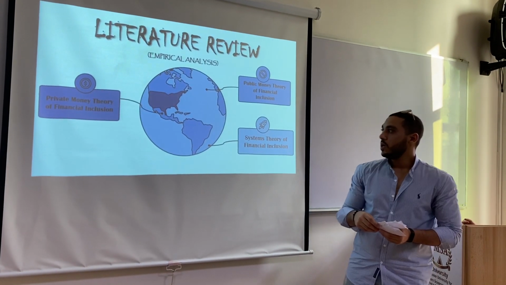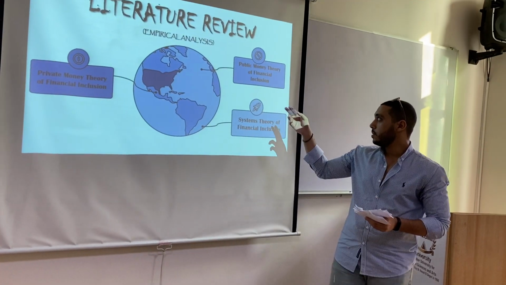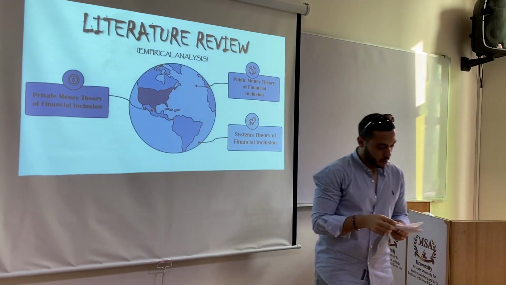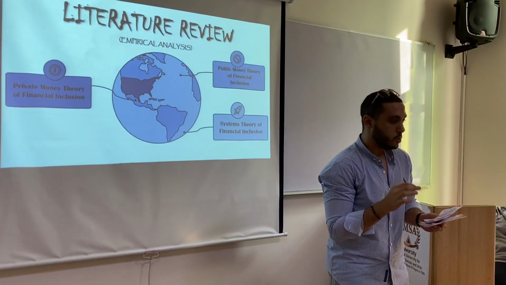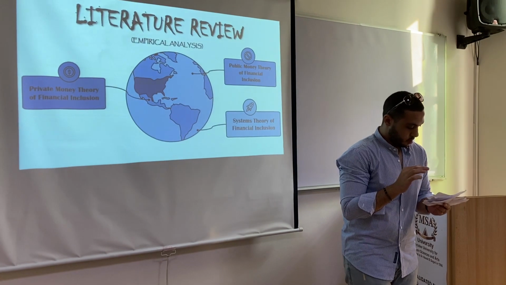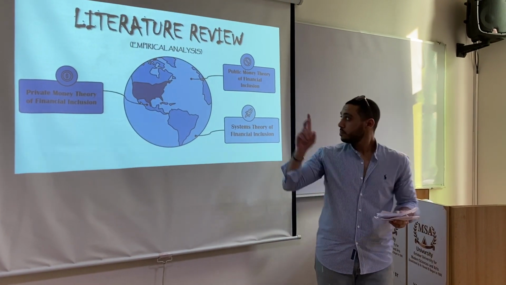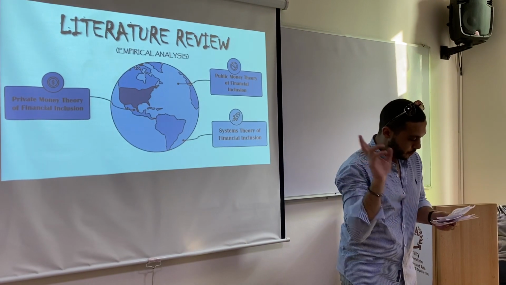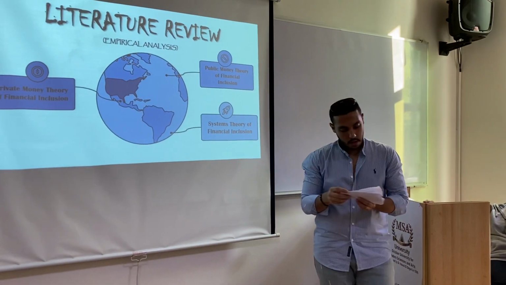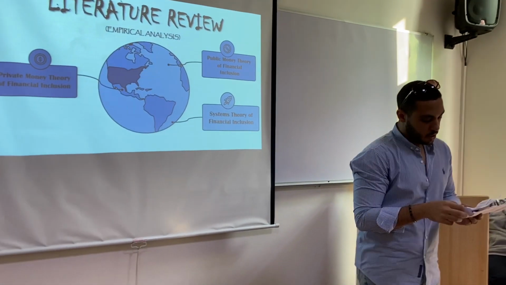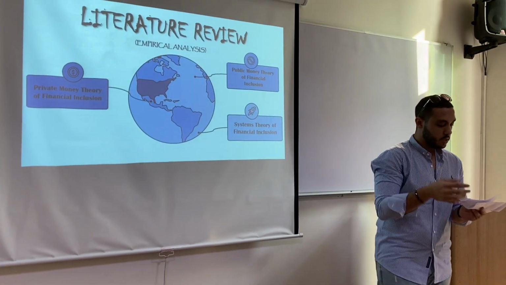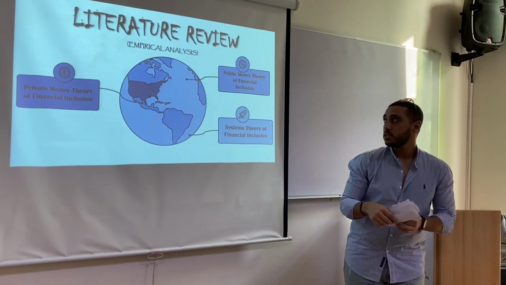Empirical analysis. We have three theories: private money theories, public money theories, and system theories. First, the private money theories. This theory says that financial inclusion activities are supposed to be funded by using private money. Public money theories contrast with the private money theories, being funded from the government budget. System theory. The theory talks about financial inclusion. Results are reached through existing systems, for example, economic systems, social structure, and financial systems.